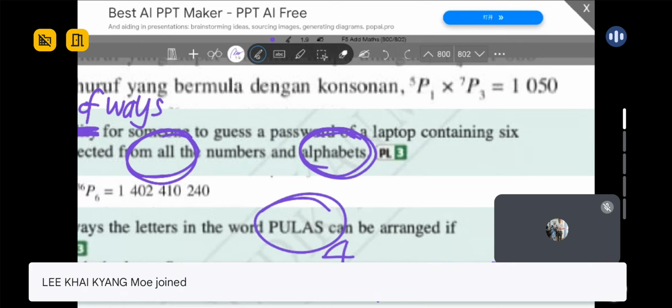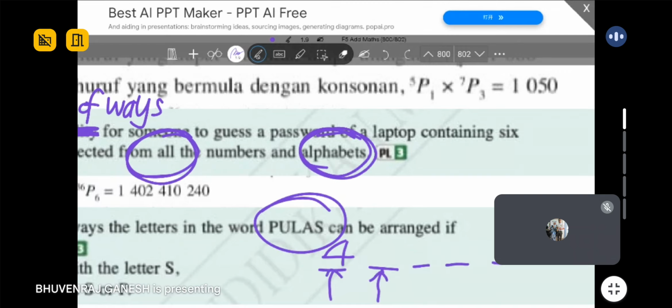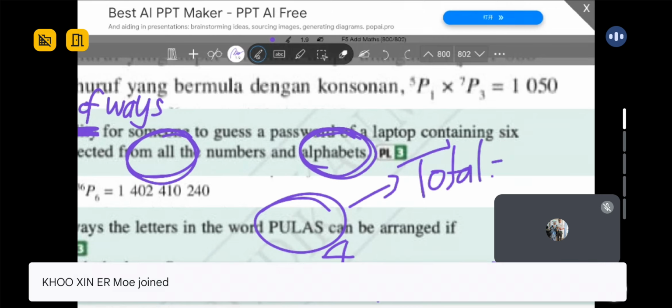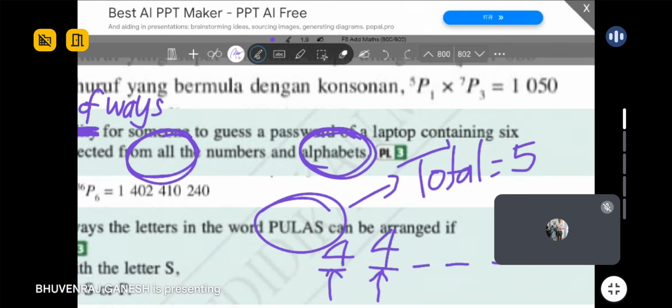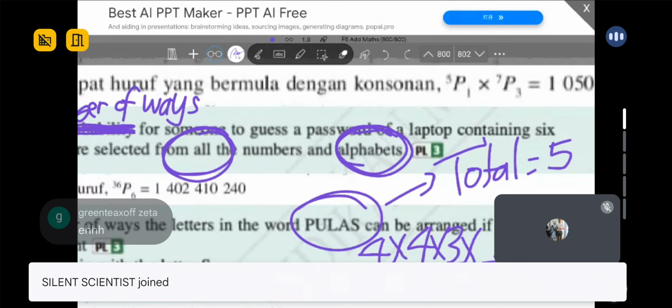Okay, so what you all can think and see now. Let's say one letter already picked. Okay, total kita ada 5 kan? Total is 5 letters. So you pick one. So baki you have 4. Am I right? So you will put 4 over here. And then you continue. 3, 2, 1. So this is the answer. 4 times 4 times 3 times 2 times 1. Are you all clear, guys?